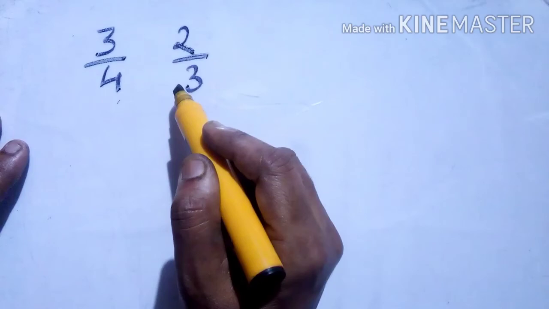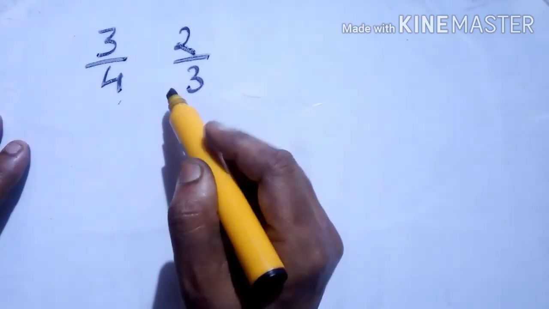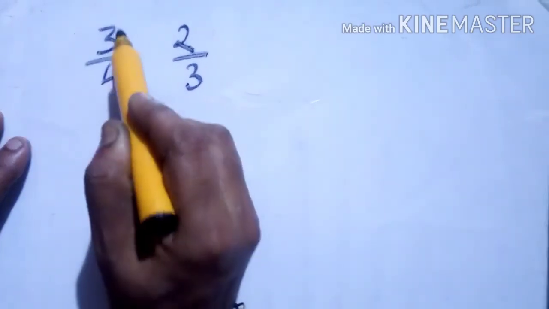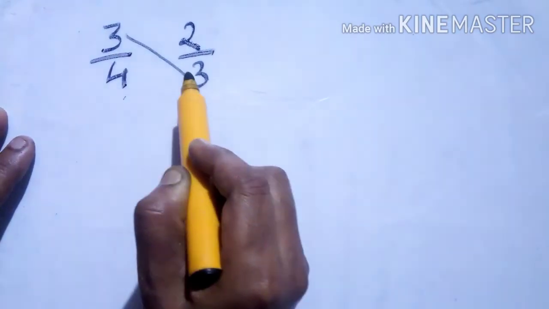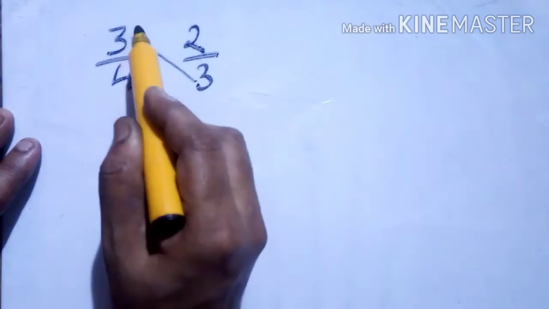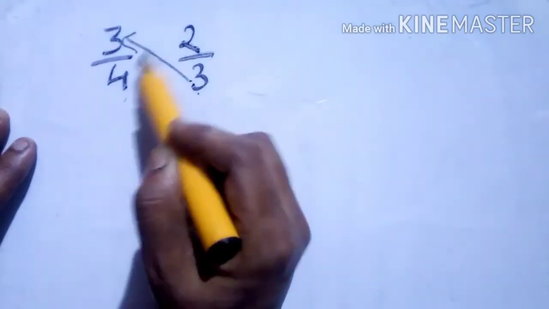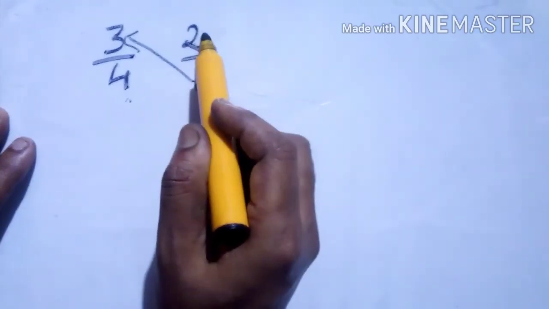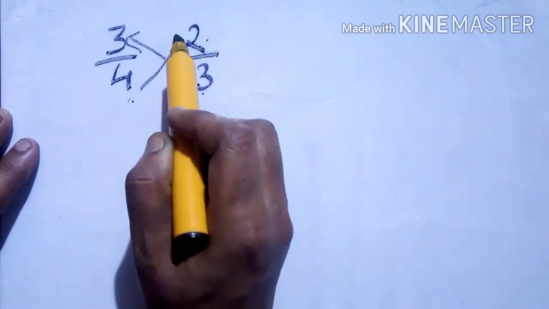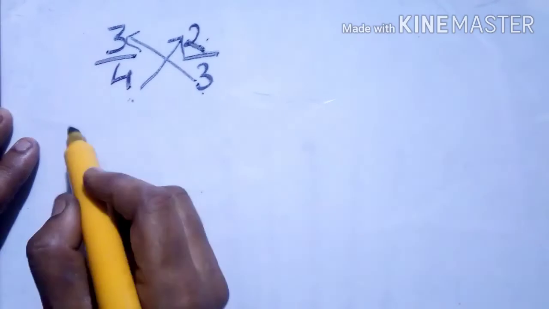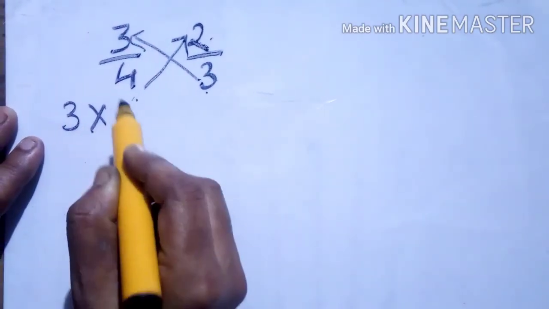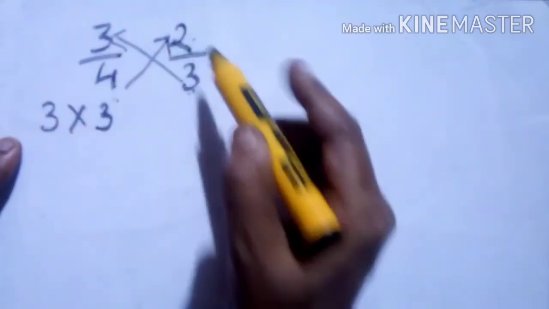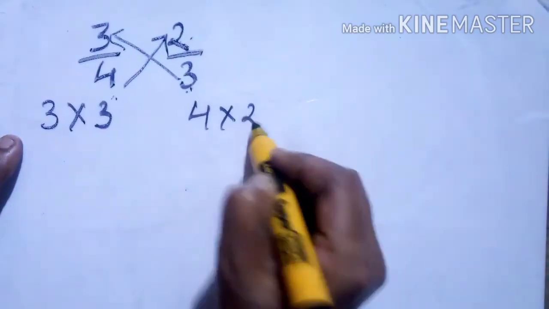For that, you have to cross multiply. Cross multiply means the numerator of the first fraction, that is 3, should be multiplied by the denominator of the second fraction, 3 into 3. Then the denominator of the first fraction should be multiplied by the numerator of the second fraction, that is 4 into 2. I will show you. I will write here 3 into 3, and here 4 into 2. So find the answers.